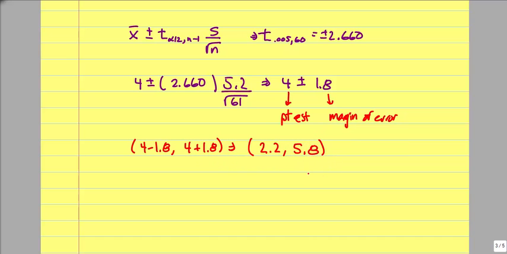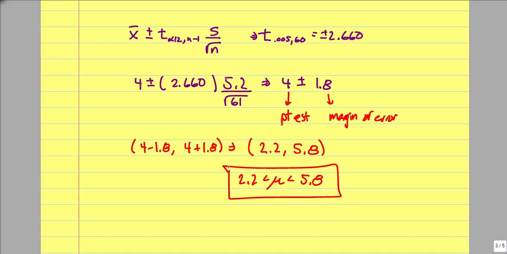Remember, our confidence intervals always go small to large. So now another way we can write this is to say that the true population mean is between 2.2 and 5.8. Now remember, this is weight lost. So if we talk about this in terms of the amount of weight lost, we can say that we're 95% confident that the true value of the number of pounds lost lies between 2.2 and 5.8 pounds.